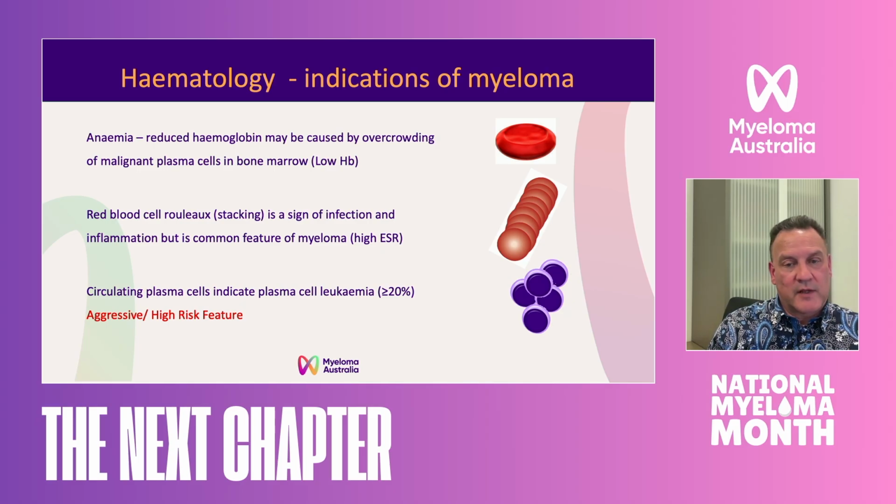And this is driven by the high level of protein in the blood, causing the cells to kind of line up in that way. More rarely, we look at are there any myeloma plasma cells in the blood? And this has become increasingly more important as the treatments have got better, as this is an aggressive or high risk feature. And so this may change the treatment required by a patient if they have plasma cells in the blood rather than in the bone marrow.